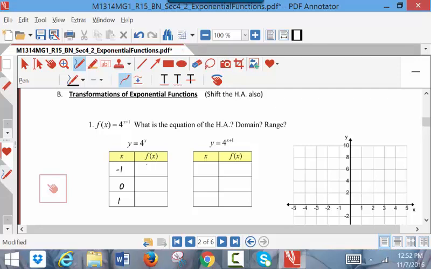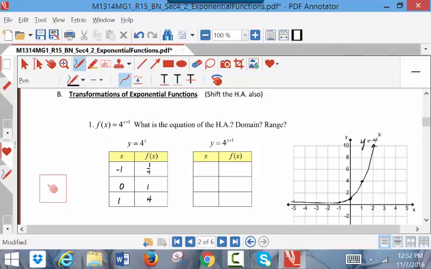So at -1, what is 4 to the -1? 1/4. 4 to the 0 is 1. We're always going to have that same y-intercept, and 4 to the first power is just 4. So at -1, 1/4, which is so small on this graph it's hard to see, then 0, 1, and then 1, 4. So this is your y equals 4 to the x graph. That's good enough. We're not going to be right on, but that's plenty close.